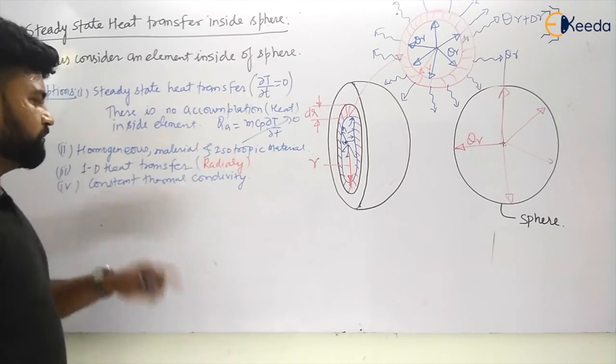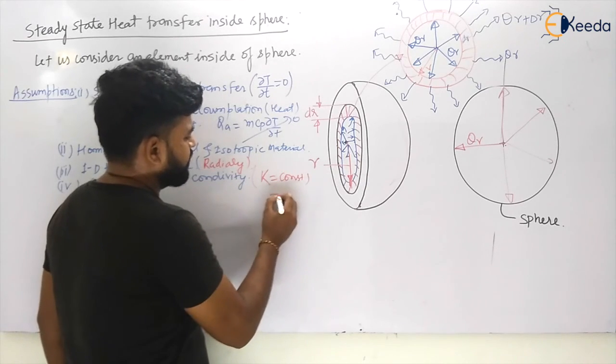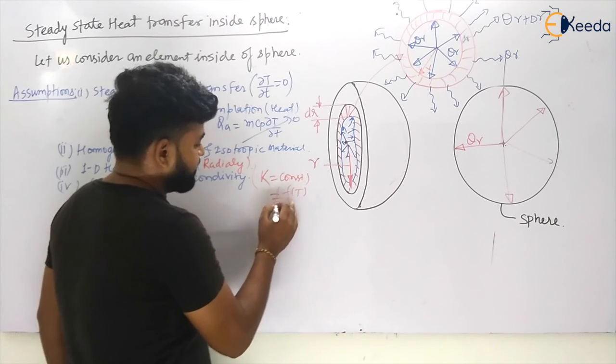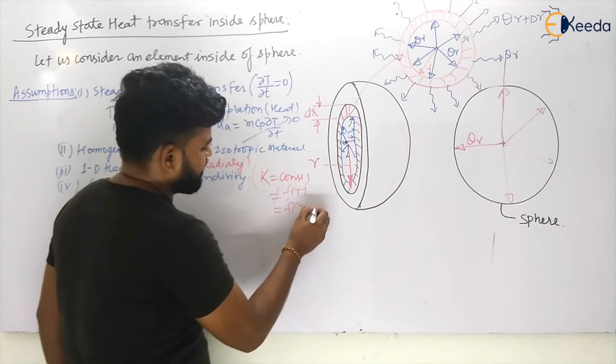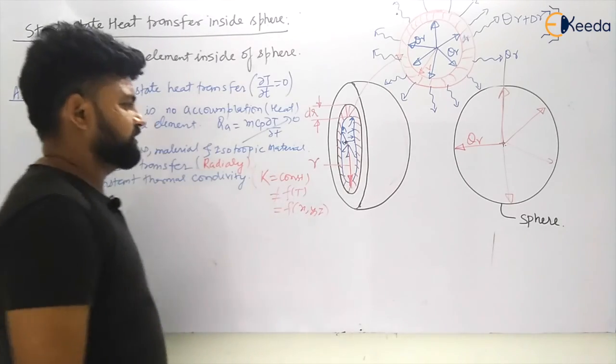Now constant thermal conductivity. Okay, sir, kappa is equal to constant. It is not varying with temperature. It is not a function of temperature, sir, and it is also not a function of space, x, y, z. We know now because you have told in previous videos. Now let us see.